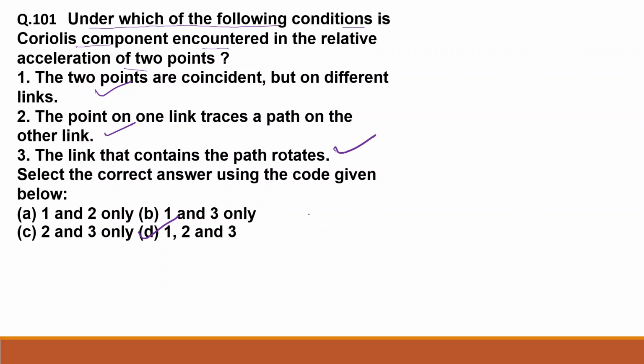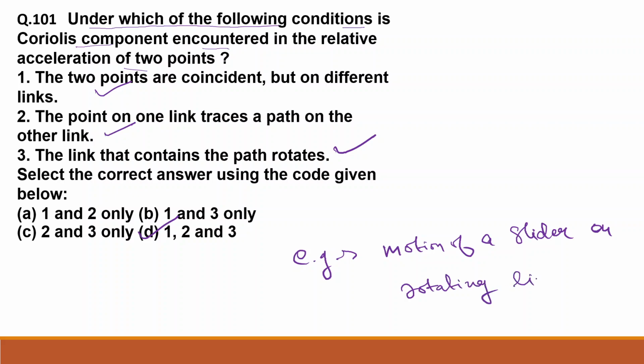For example, I will consider the motion of a slider on a rotating link. By considering the motion of a slider on a rotating link, you can solve this Coriolis component encountered in the relative acceleration of 2 points.